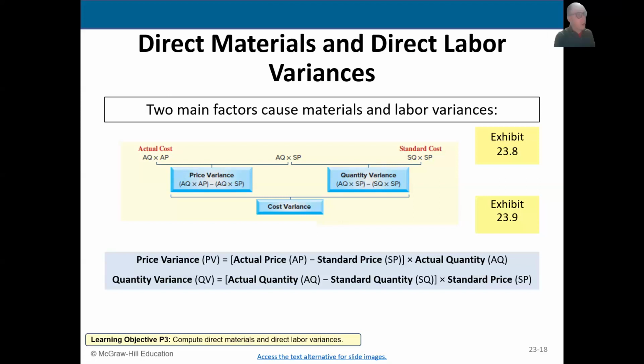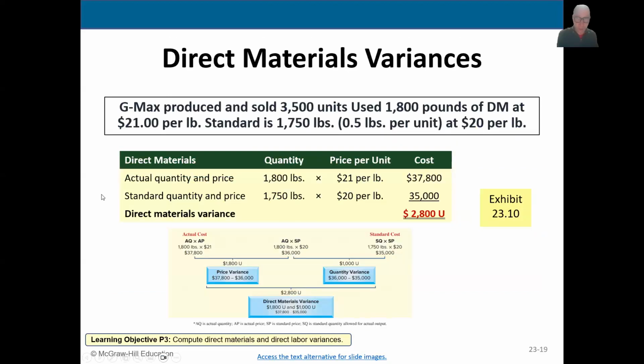Now let's work through the example. Let's go through the example to help you understand it even better. Here we have our baseball bat company. Here's the deal. We have actual quantity and actual price, and standard quantity and standard price, to show you these variances.